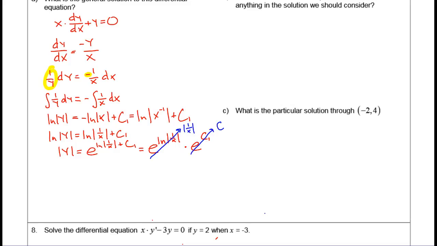So I'm going to rewrite what I have here. On my left-hand side, I have the absolute value of y. And then on my right-hand side, I have c times the absolute value of 1 over x. And the absolute value of 1 over x is the same as 1 over the absolute value of x. So let's just write it like this.